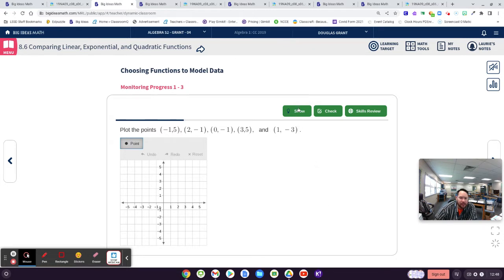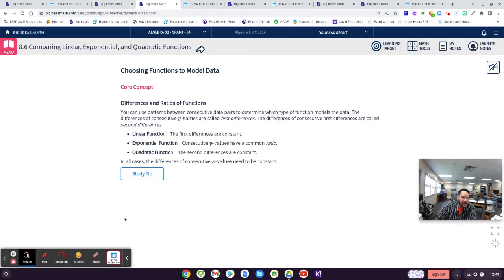All right, so boom, if you plot them, you'll see, oh, it doesn't draw the line for us. It makes a nice parabola. So those are quadratic. That is a quadratic function. Okay, now here is how you can tell without needing to graph.